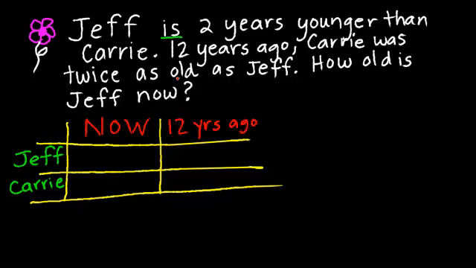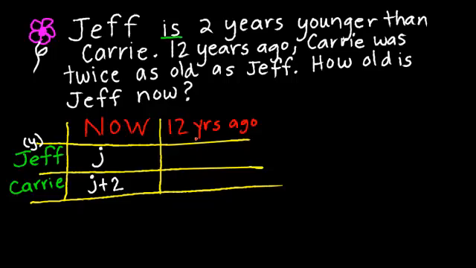Alrighty, and reading the problem, Jeff is 2 years younger than Carrie. So, once again, I'm going to have my variable be a J. Oops, that's going to go right here. Jeff is a little younger. I'll put a little Y here to remind me of that. And Carrie is, well, Jeff's 2 years younger, so Carrie is 2 years older. And this is why I like to put the variable for the younger person, because then I have to add. And that always makes it easier. Adding is always a better thing to do.